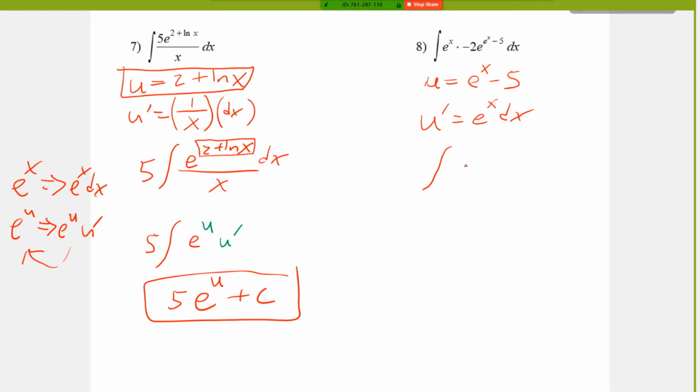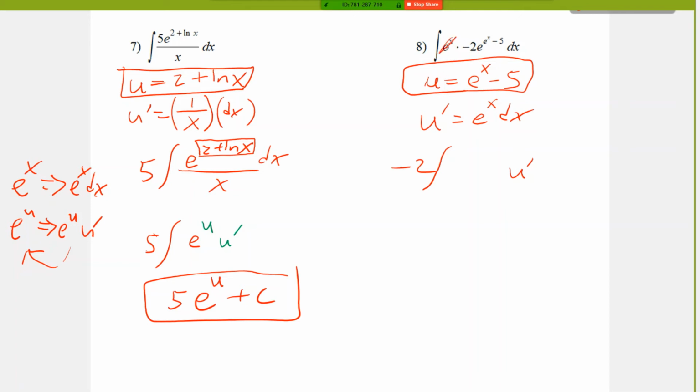Do we have to times like -2 in the front? I do. So I'm going to pull out that -2. And then u prime over u. I've got a u prime. I don't have an over u though. Anytime I see e to the x minus 5, it's itself. Anytime I see e to the x minus 5, I can replace it with u.